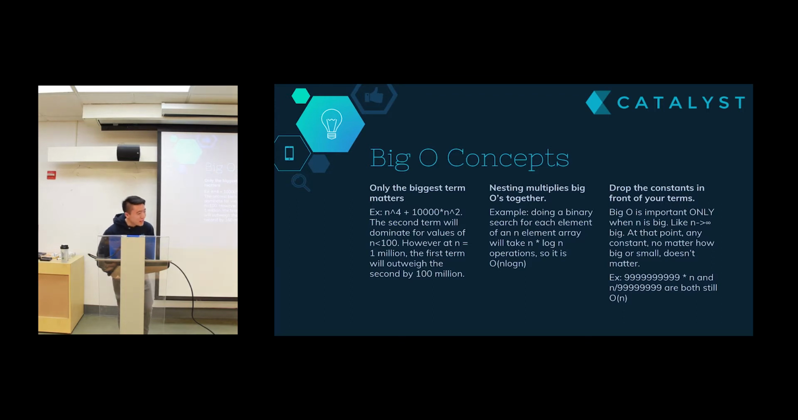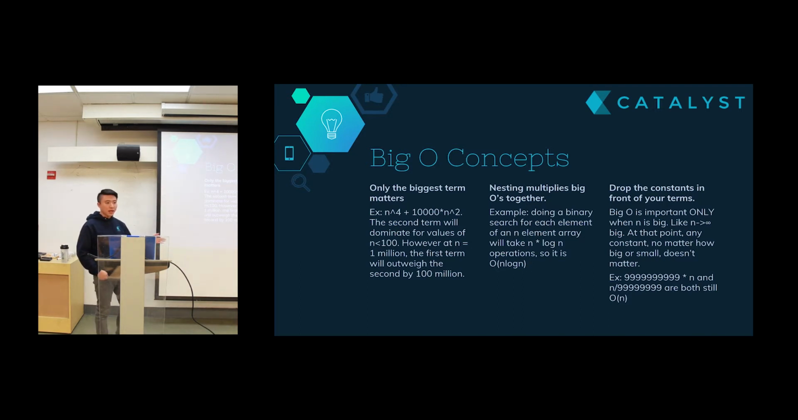Now let's talk a little bit about Big O concepts. So when you're given something that's not just a very classic computer science algorithm, how are you going to find the Big O of that? So first you need to remember that only the biggest term matters, right? So for example, if you have n to the fourth plus 10,000 times n cubed, then the second term dominates for small n under 100. But at n equals 1 million, the first term will outweigh the second term by 100 million.